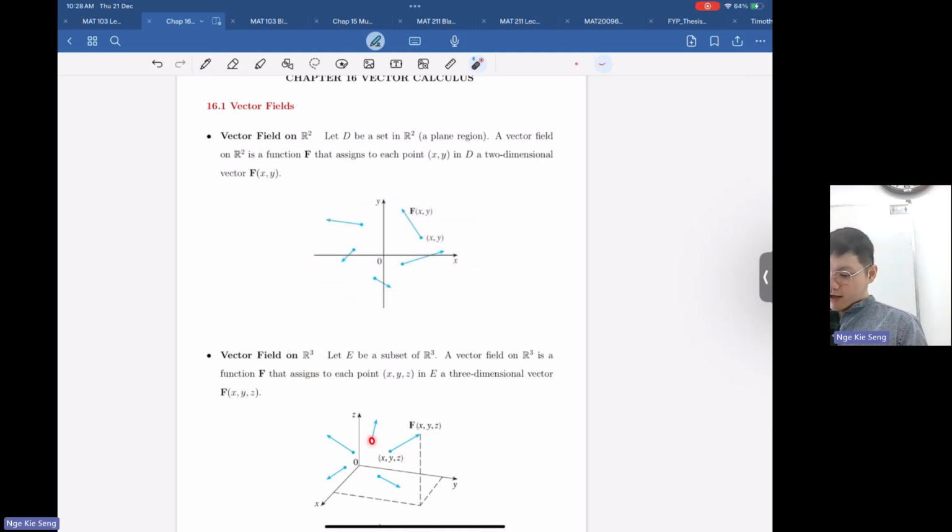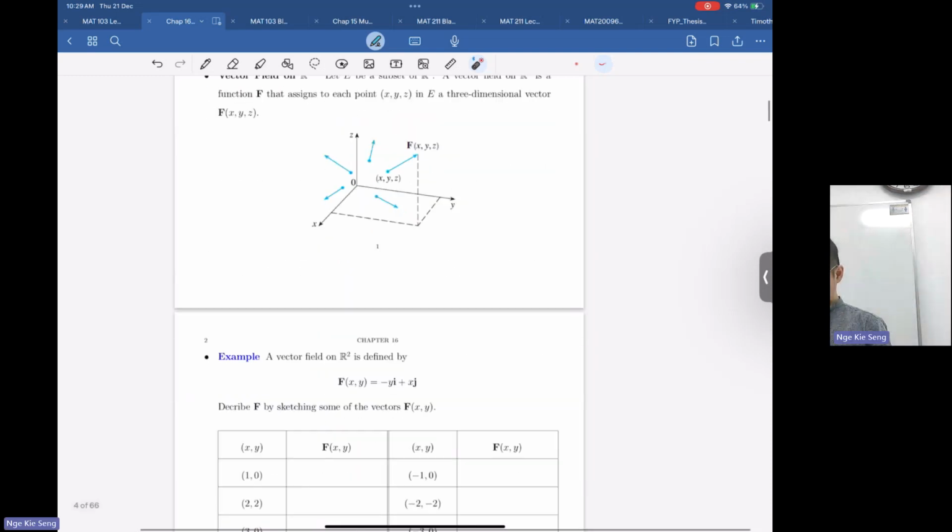Similarly, you can extend this idea to R3. For every point in R3, I can assign a vector in R3. For example, gravity can be realized as a vector field in R3. It pulls towards the center of the mass.